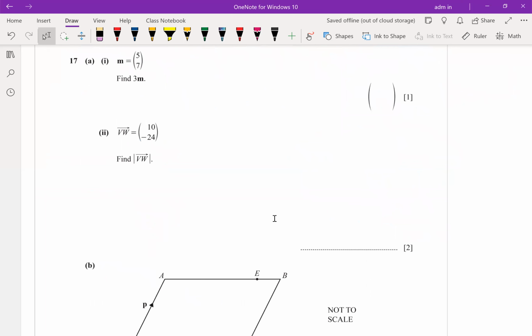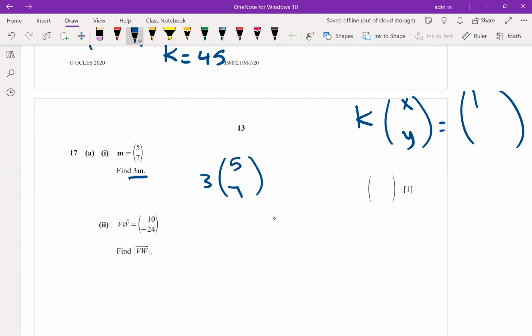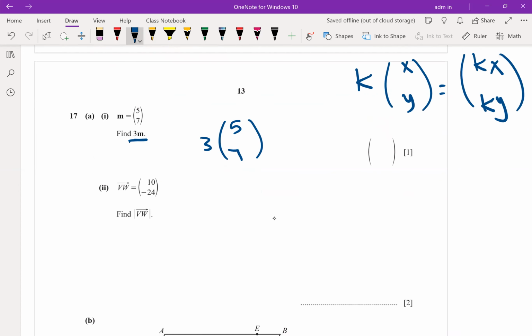Question 17. M is a column vector 5 and 7. Find 3M. 3M means multiply the vector by the scalar value 3. When I ask you to multiply 3 times M, you multiply 3 by x and by y. So if we have a scalar value K multiplied by x and y, you multiply K with x and also K with y. What is the final answer? 15 and 21.